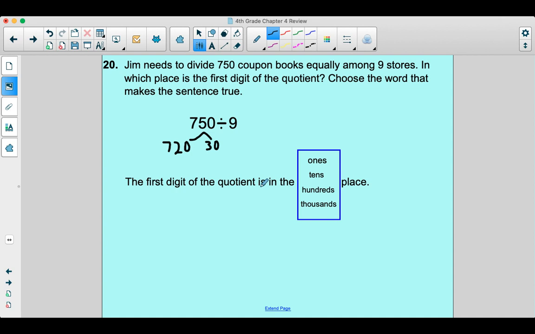So now I'm thinking about 720 divided by 9 and 72 divided by 9. 72 divided by 9 is 8. So 720 divided by 9 is 80. So because it's going to be somewhere around 80 for this answer, it's an estimated answer, right? My first digit of the quotient is going to be in the tens place. I can just tell, right? Because I did an estimated number there.